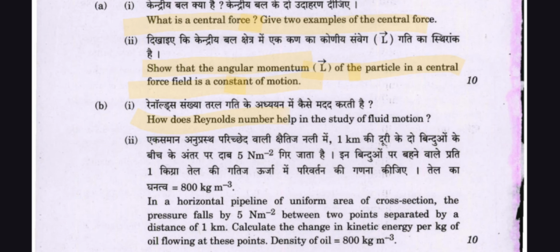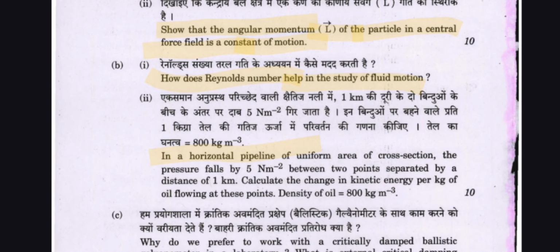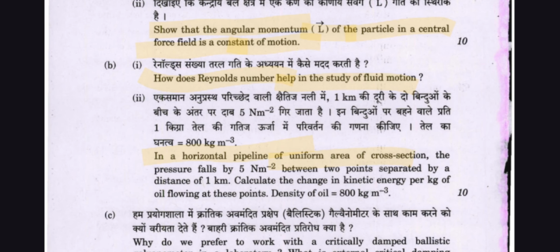In question number 1 B, how does Reynolds number help in the study of fluid motion? And this is a numerical. In a horizontal pipeline of uniform area of cross section, the pressure falls by 5 newton per meter square between 2 points separated by a distance of 1 kilometer. Calculate the change in kinetic energy per kg of oil flowing at this point. Density of oil is 800 kg per meter cube.